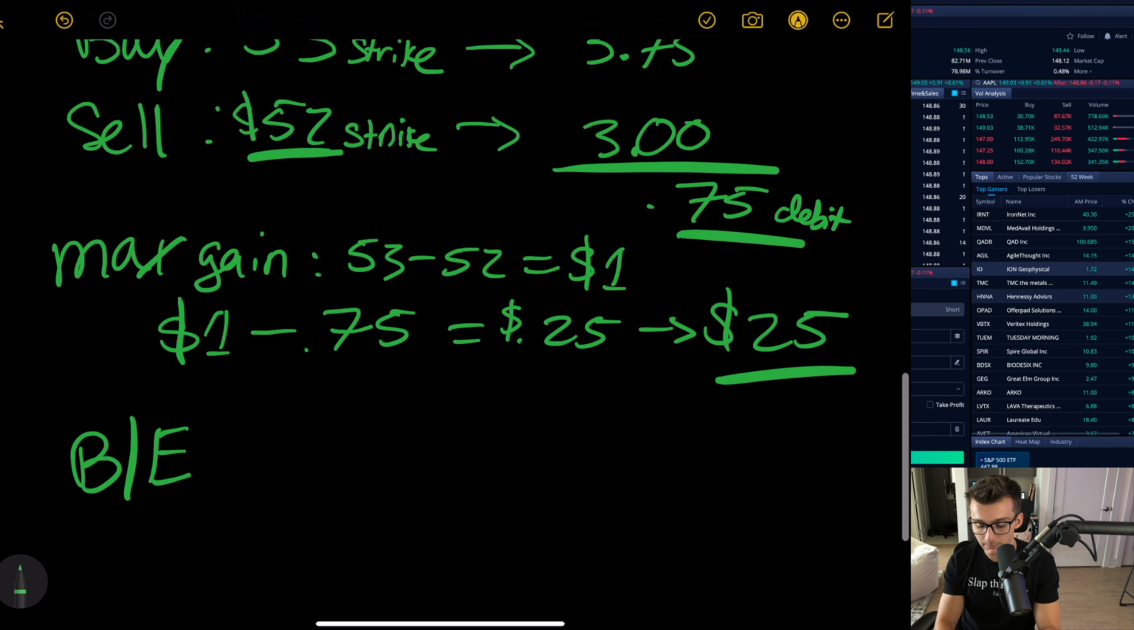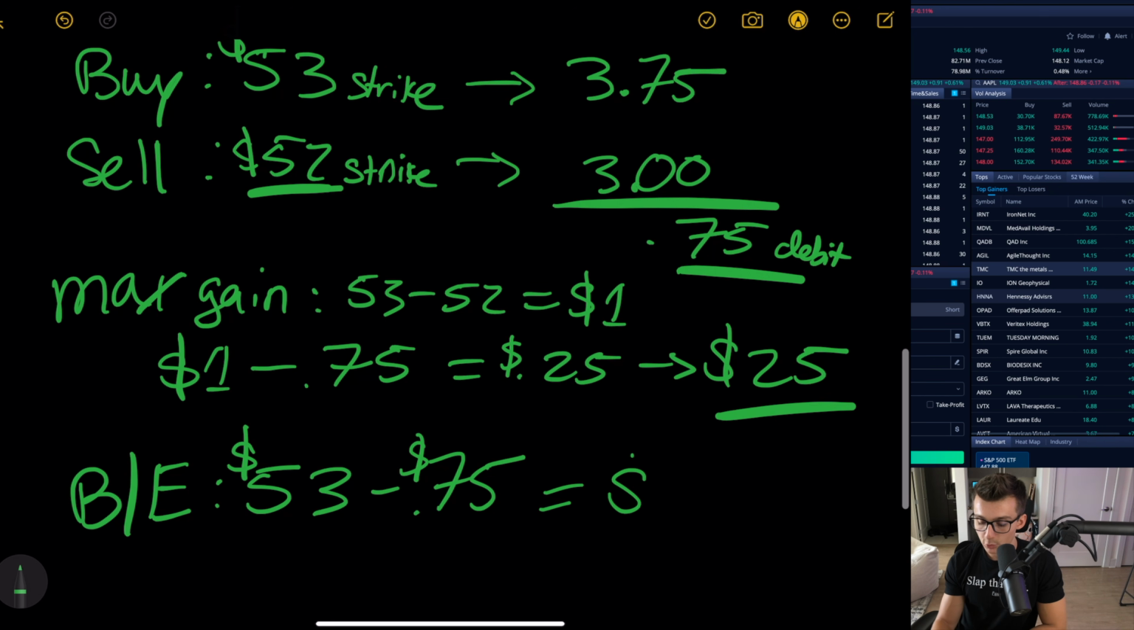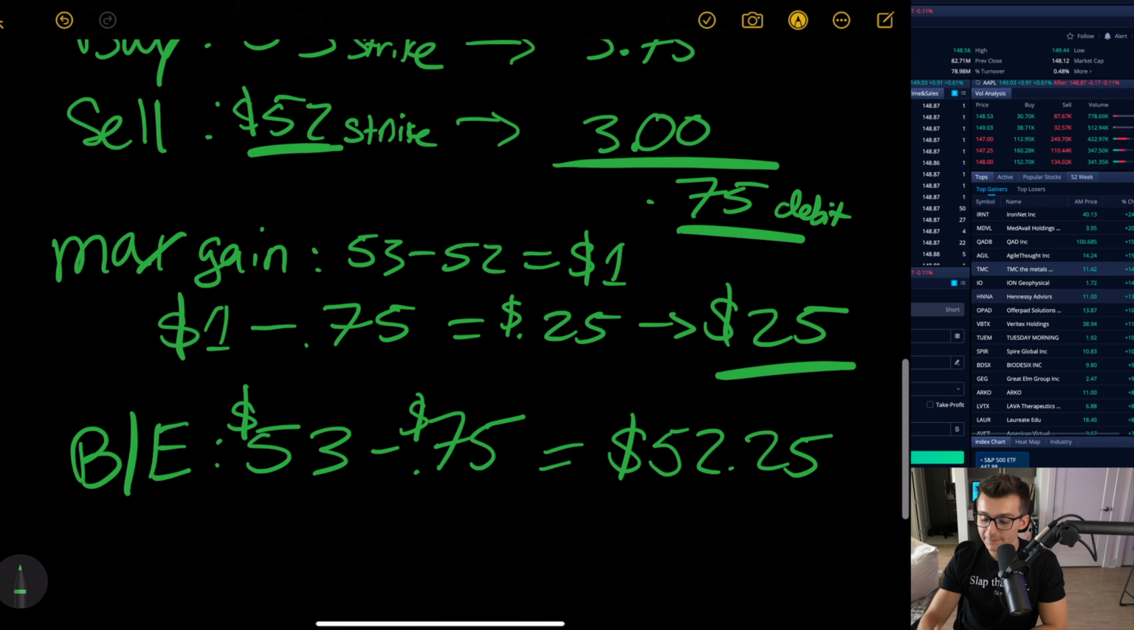Now, what's our break-even price right here? How do we calculate that price? Well, to calculate the break-even price, you take the strike that you bought, the $53 strike price, and you subtract how much it costs you. So the debit, subtract 75 cents in this case. And what are we left with? We are left with 52.25. So as long as this stock stays below 52.25, we are going to end up making money on this play. And at 52.25, we break even.